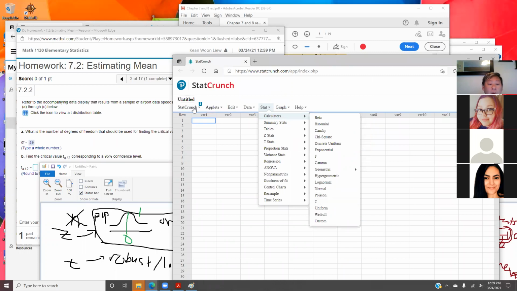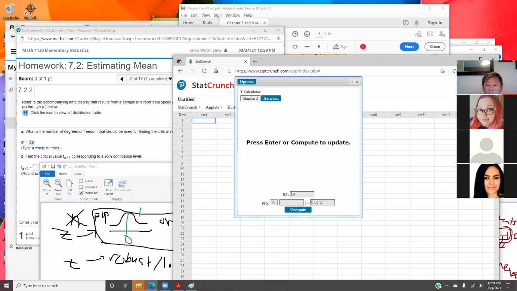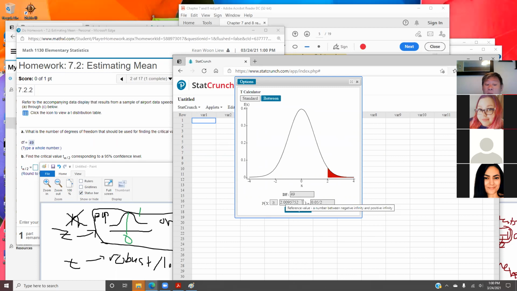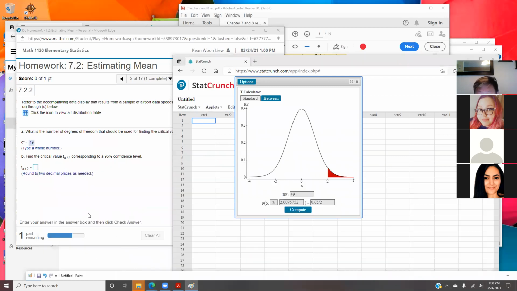Okay, and then you will get this. You put the degrees of freedom as 49. Make sure you always change this to greater than or equal to, so do not use less than. Then alpha over 2 is for 95%, so alpha is 5%, 0.05. And this number is your answer. In two decimal places, 2.01.